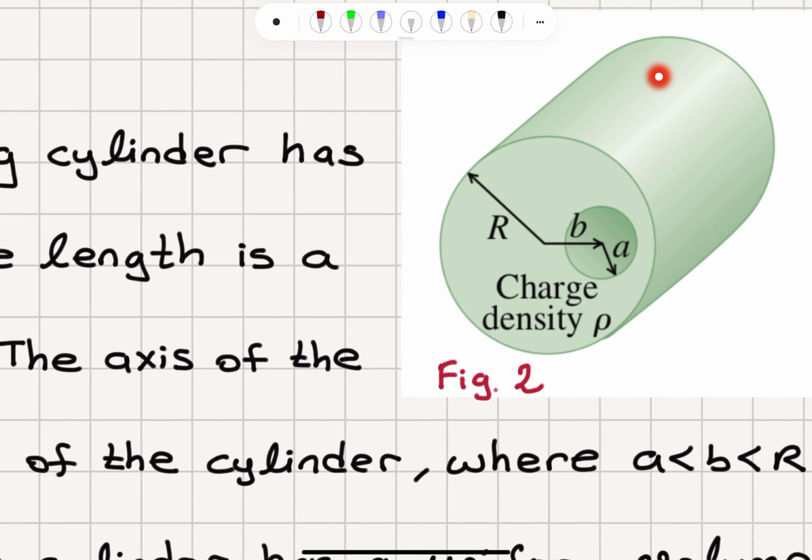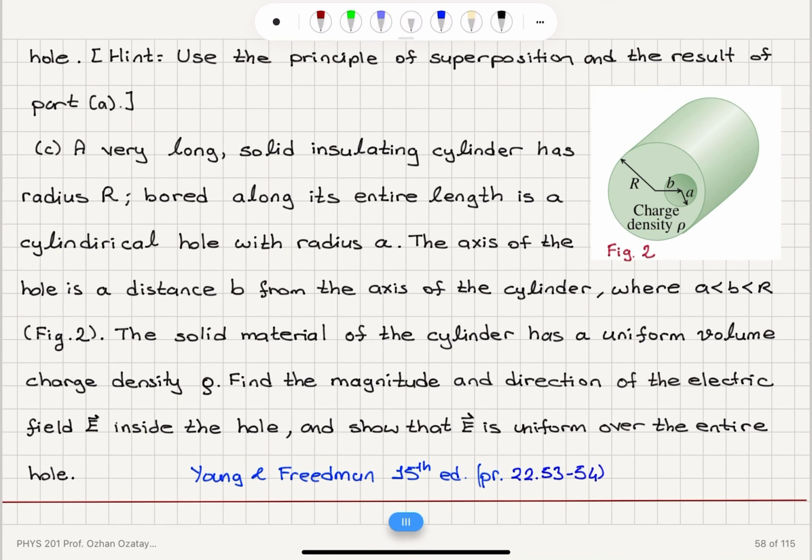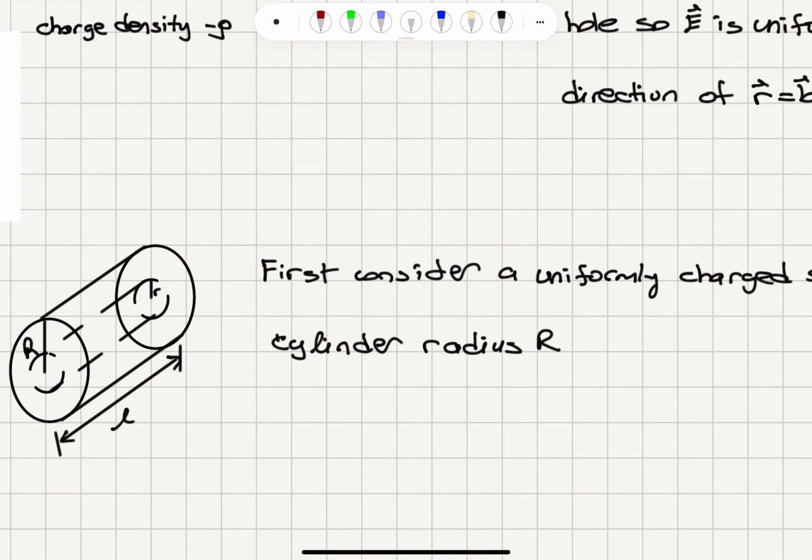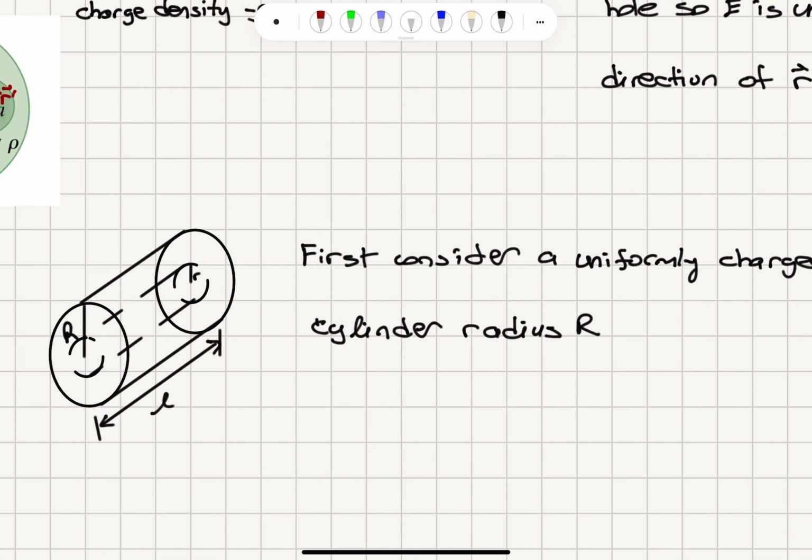You can see that I have a solid cylinder with uniform charge density rho, but then it has a cylindrical hole centered at b and the radius a. Okay? The axis of the hole is a distance b from the axis of the cylinder. The solid material of the cylinder has a uniform volume charge density rho. Find the magnitude and direction of the electric field inside the hole and show that the electric field is uniform over the entire hole. Now, first I consider a uniformly charged solid cylinder with radius capital R.